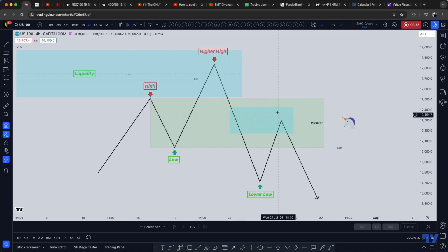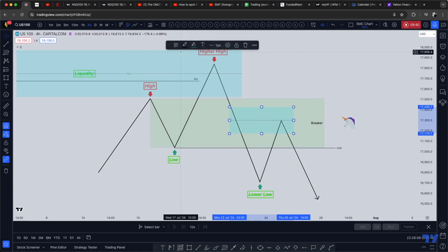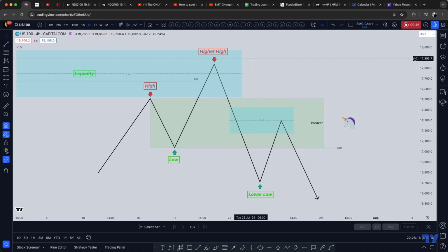But ideally, this is the best setup that you can get. So you see, what we have right here is not just a breaker. We have a bunch of confluences right here telling us that we can definitely take this shot.